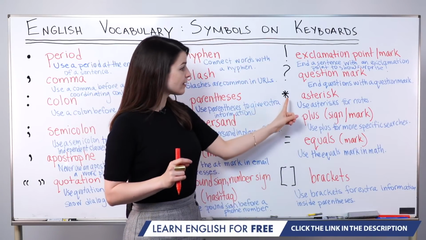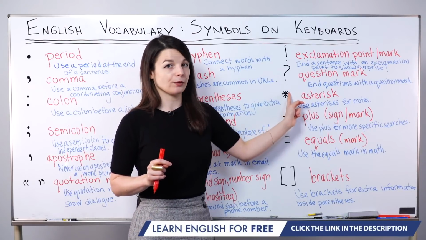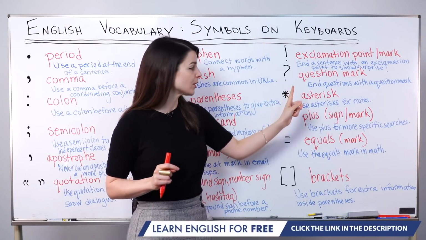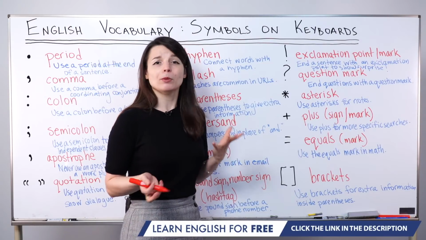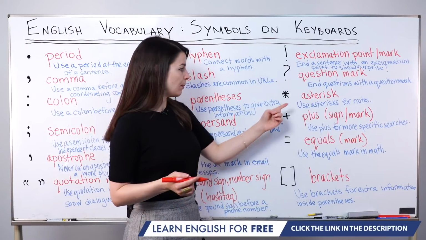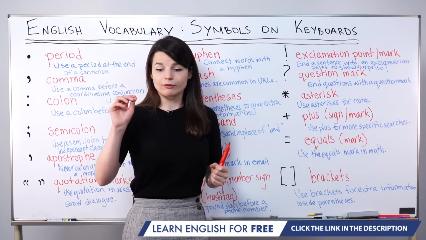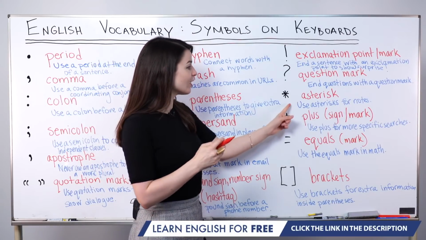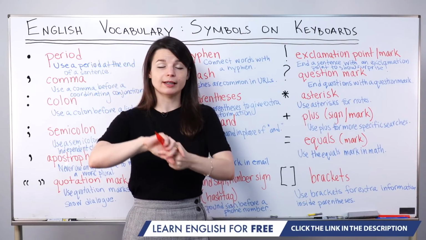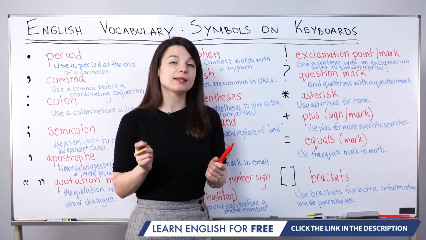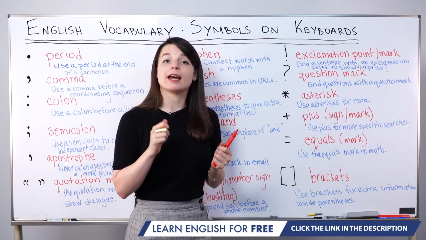Okay. The next symbol is this star symbol. This is called an asterisk, an asterisk. So it's quite difficult to say this word, even for native speakers. Asterisk. Some people might call it a star, that's okay, but this is called an asterisk. So we use asterisks sometimes for notes. So you might see this very small mark at the end of a sentence, or maybe at the end of a word, especially in a book. We don't see this so much in social media, but you might see this at the end of a sentence or at the end of a word.